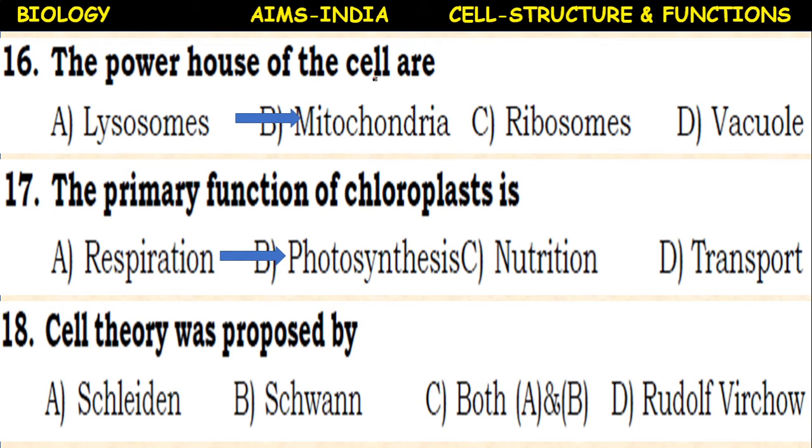Cell theory was proposed by two scientists. Here the scientists given are Schleiden, Schwann, Rudolf Virchow. So it was Schleiden and Schwann who proposed the cell theory, in which year? In 1839. According to cell theory, what is the definition of cell? Cell is considered as the basic structural and functional unit of all living organisms.